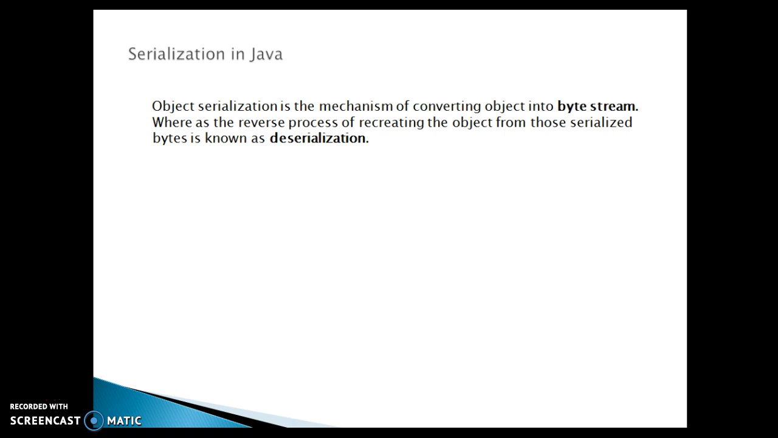Now, when we talk about serialization in Java, object serialization is the mechanism of converting an object into a byte stream, where the reverse process of recreating the object from those serialized bytes is known as deserialization. That's a pretty straightforward concept. When you have an object and convert it into a byte stream, that is called serialization, and the reverse process, recreating an object from that byte stream, is called deserialization.